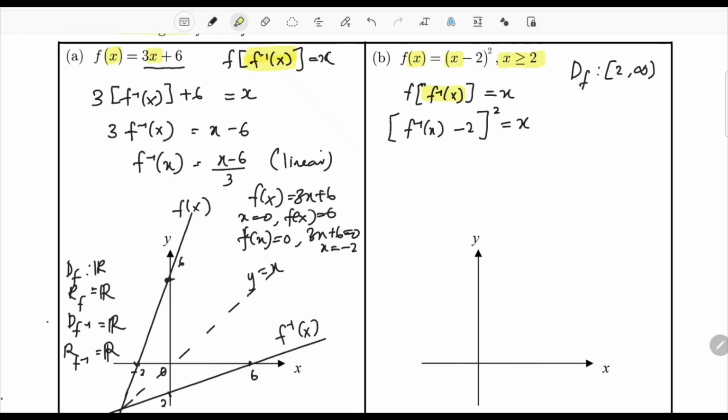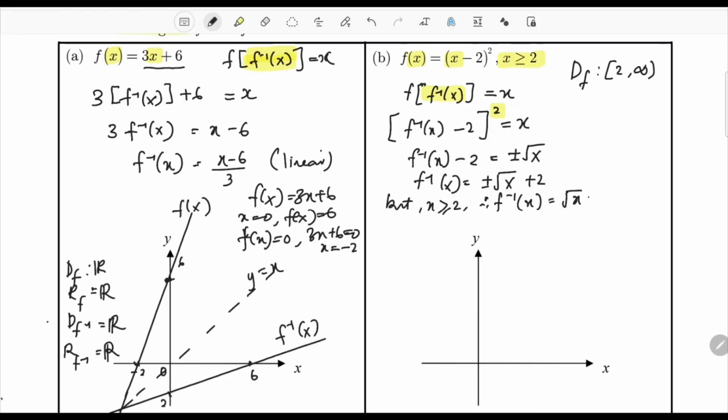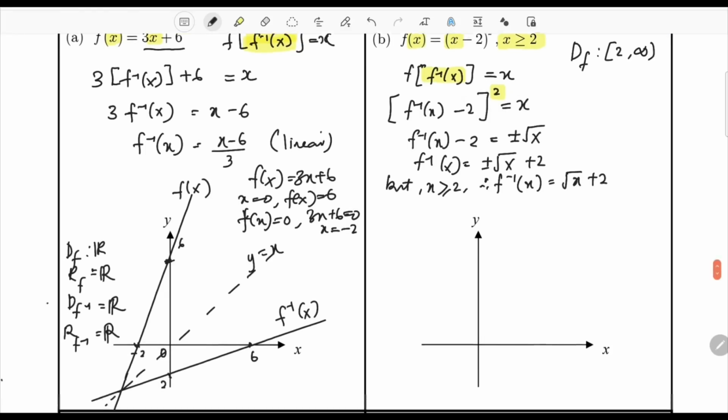So how are we going to eliminate the squared here? We're going to bring it to the right side. It becomes square root. So f inverse of x minus 2 equal to plus minus square root of x. So f inverse of x equal to plus minus square root of x plus 2. But we are given already that x is greater than or equal to 2. So that is only the positive curve. So hence your f inverse of x is only square root of x plus 2. Right, next, let's sketch it.